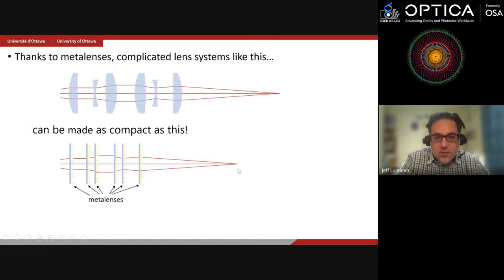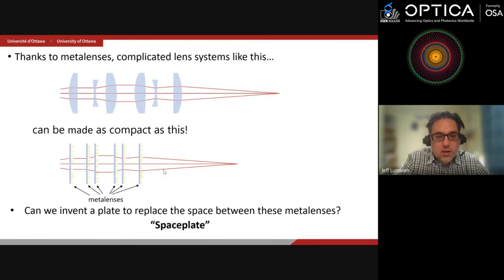Because even though we've gotten rid of all the space in the lenses, actually most of the space in imaging systems is taken up by the space between the lenses. It's a sort of forgotten optical element. And so the question that this talk addresses is, can we invent a plate that acts like that optical element, the propagation between the lenses, that enacts the transformation that corresponds to the propagation of light through free space?